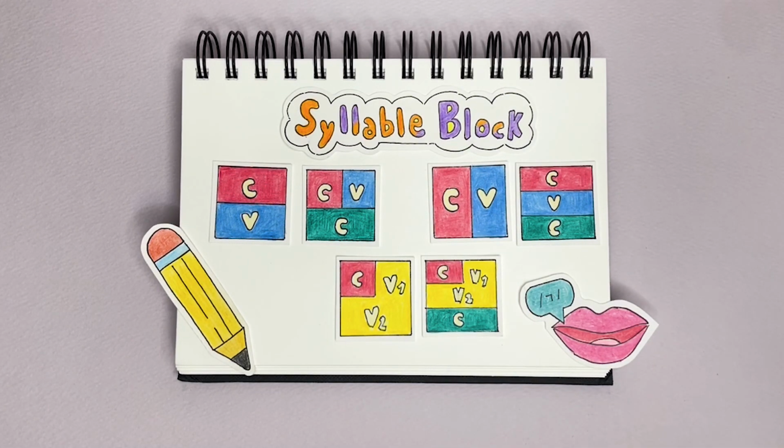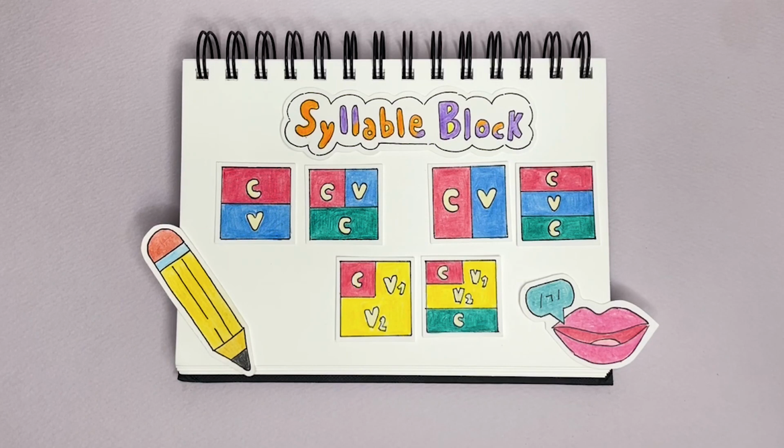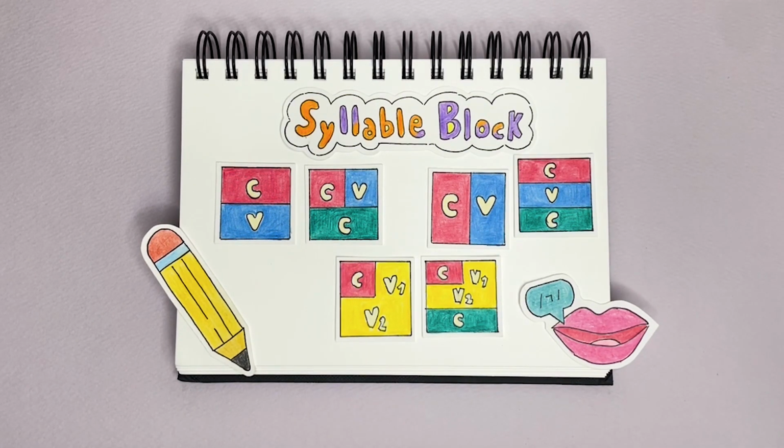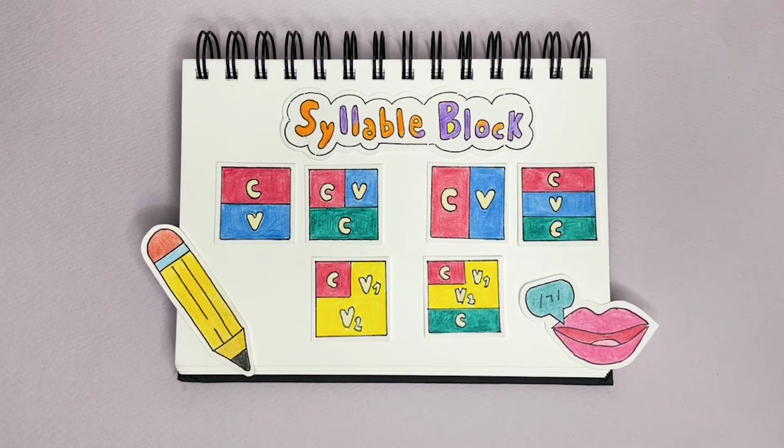As you can see, blocks are categorized by vowels. The first two vowels are next to their consonants horizontally. Vowels in the third and fourth blocks are underneath consonants. The last two blocks have a compound vowel.